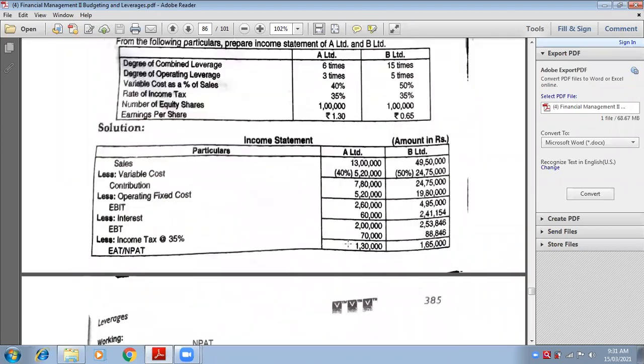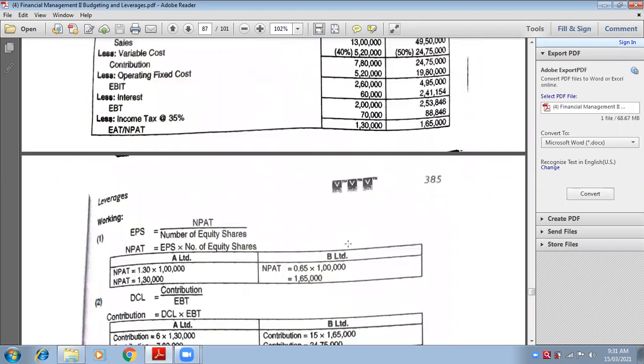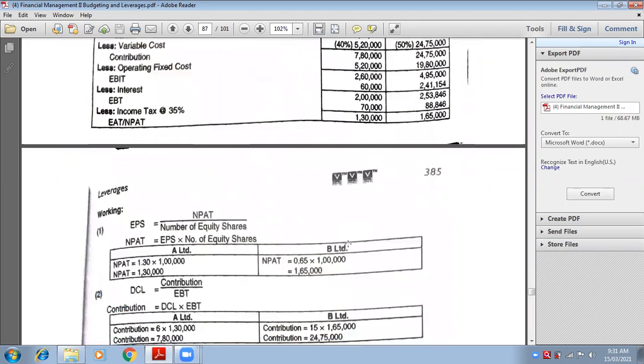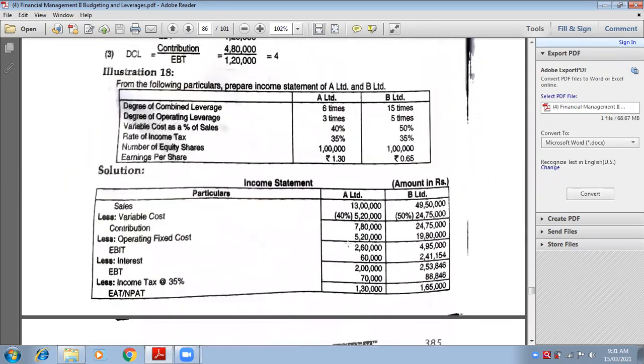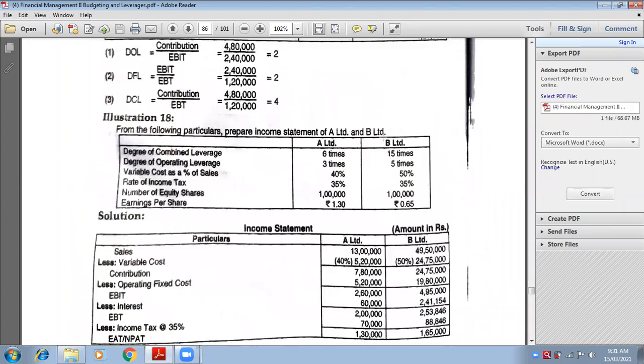Now, first of all, what is asked in the question? Prepare the income statement. So now we need to prepare the income statement.